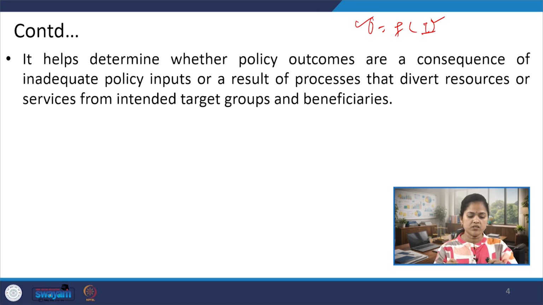So by taking the lens of the social audit framework, we can determine whether the policy outcomes are the consequences of inadequate policy inputs, or results of processes that may divert the resources or services from the intended target groups and beneficiaries. This also we can find out through the social audit system.